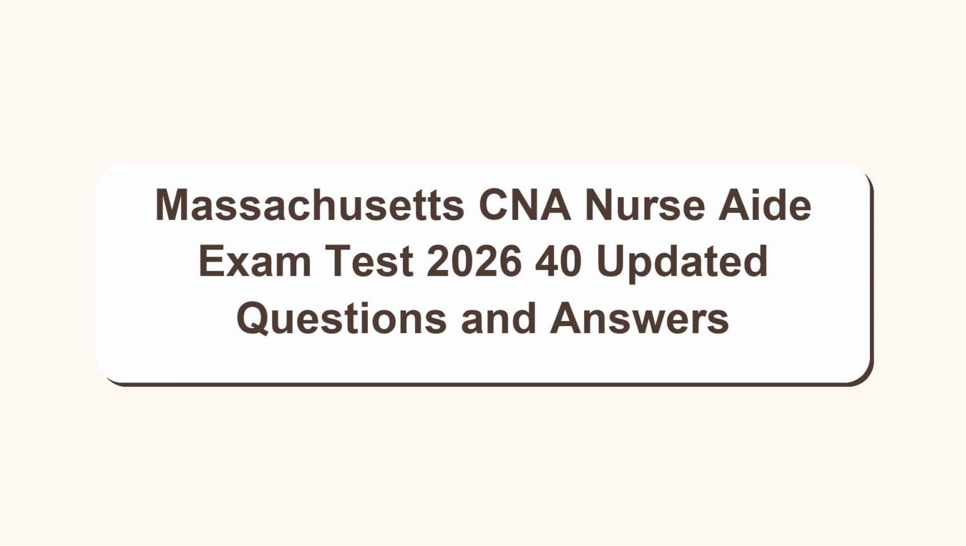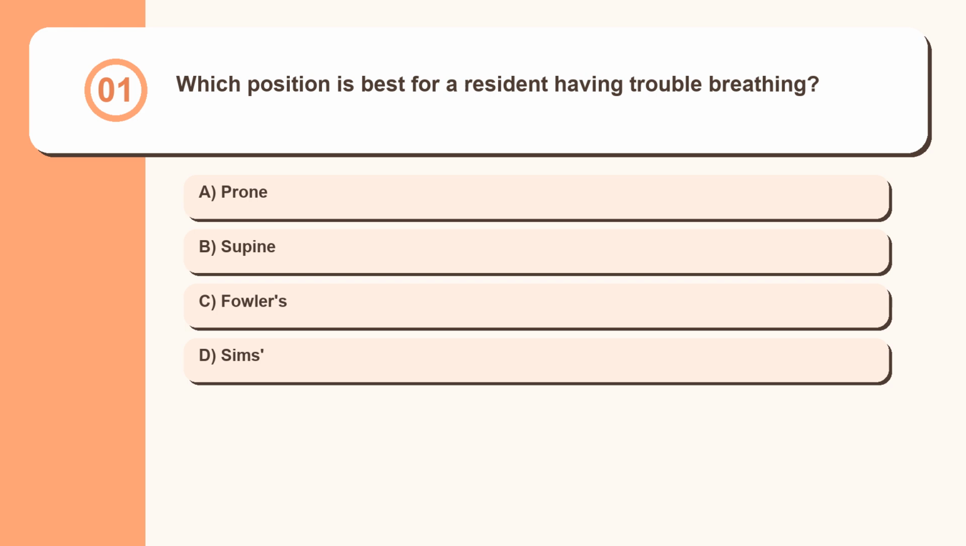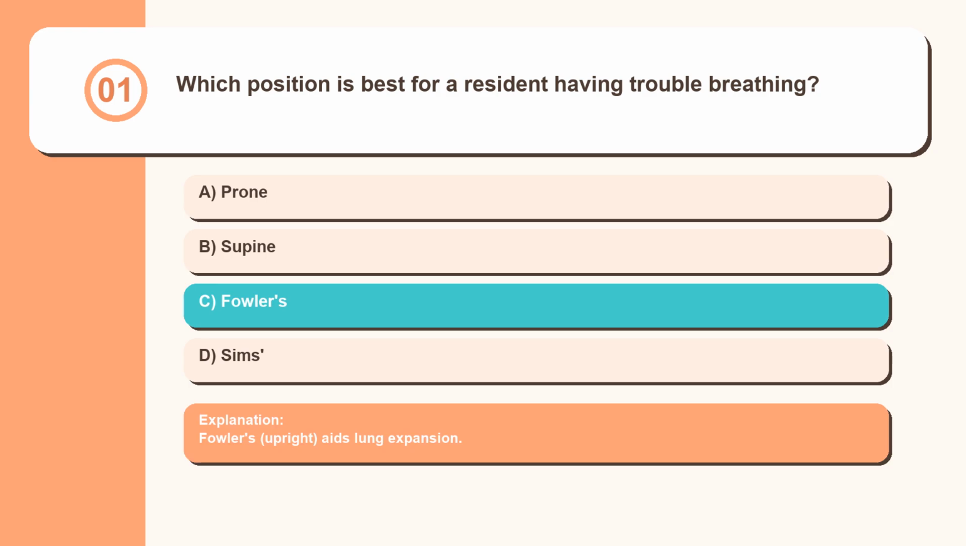Massachusetts CNA Nurse Aid Exam Test 2026, 40 updated questions and answers. Question 1. Which position is best for a resident having trouble breathing? Prone, supine, Fowler's, Sims. Fowler's, upright, aids lung expansion.